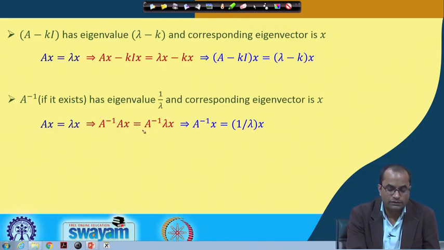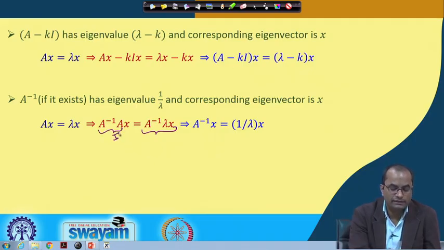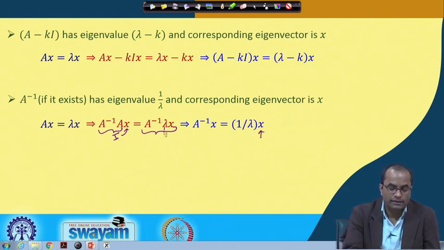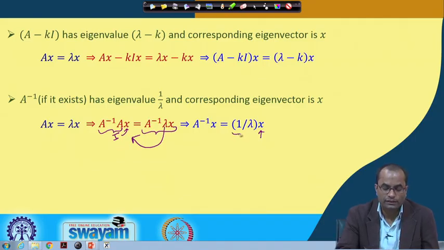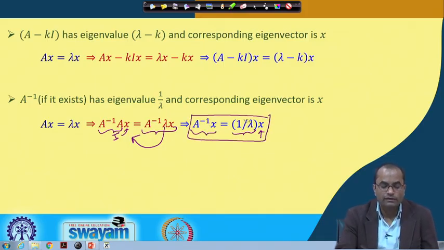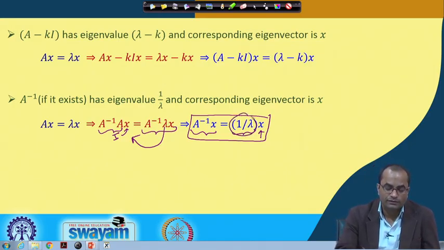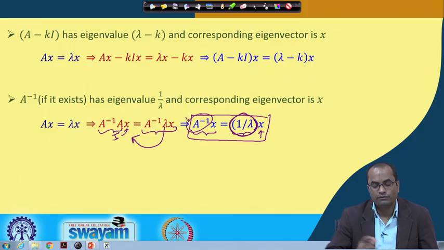Here lambda is a constant term, so we can take it to the other side, where A inverse A is just the identity matrix, and the identity matrix with x will give us x. And this lambda goes to the left side, so that we get 1 over lambda, and A inverse x remains here. So, what relation do we have now? A inverse x is equal to 1 over lambda times x. That means 1 over lambda is the eigenvalue of the A inverse matrix.